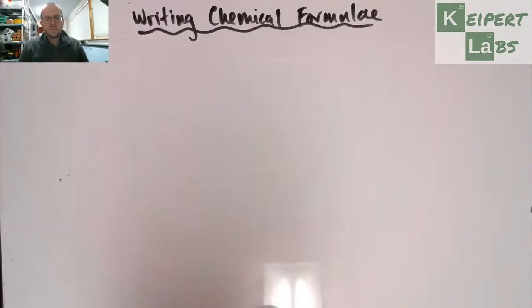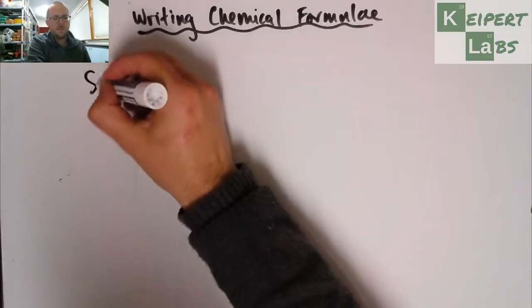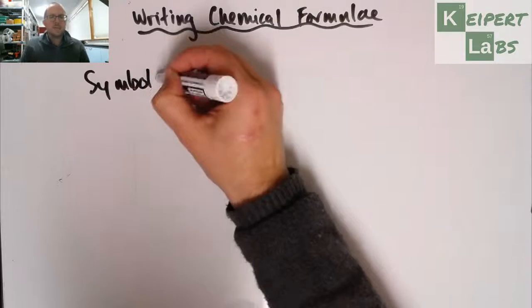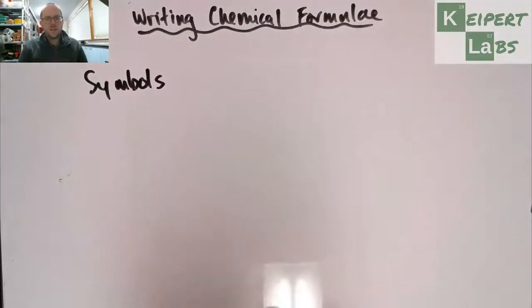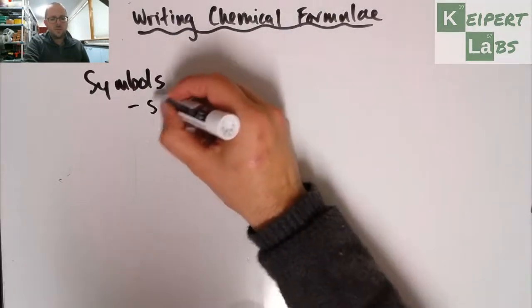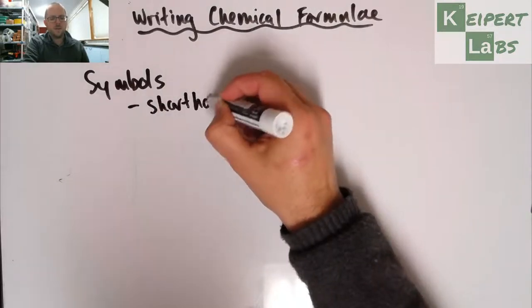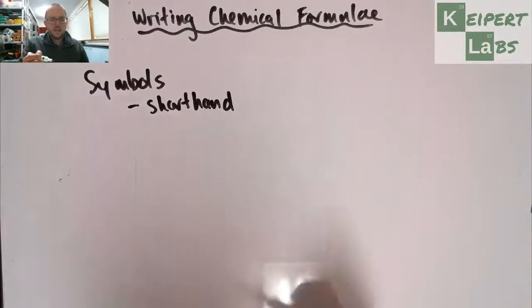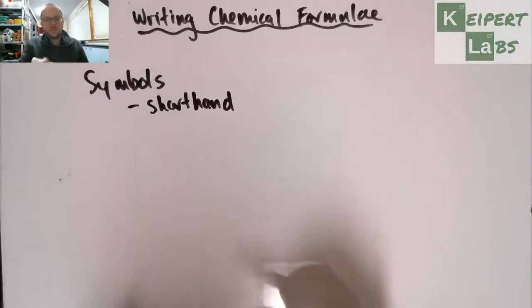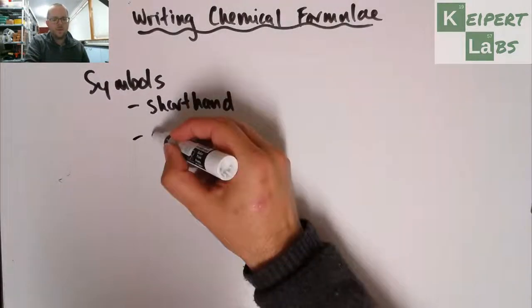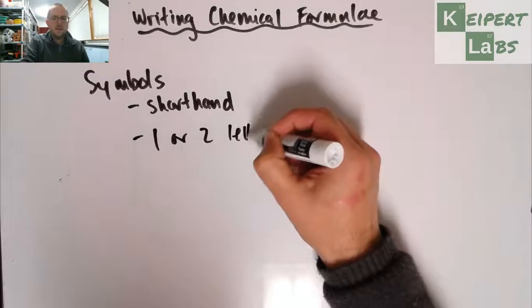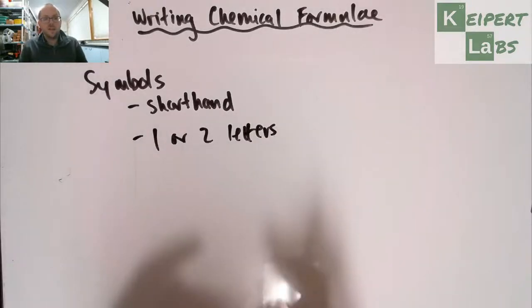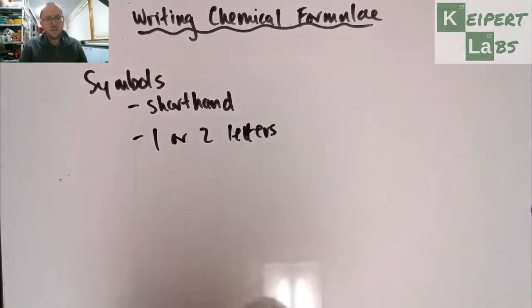And so one of the things that we need to remind ourselves about before we can construct a chemical formula is the concept of element symbols. Remember, you've looked at this several times over the last couple of years, but the idea is that they're a shorthand way to represent elements. And so we get different types of symbols. They're mainly one or two letters. There will always be one or two letters for ones that have been officially recognized.